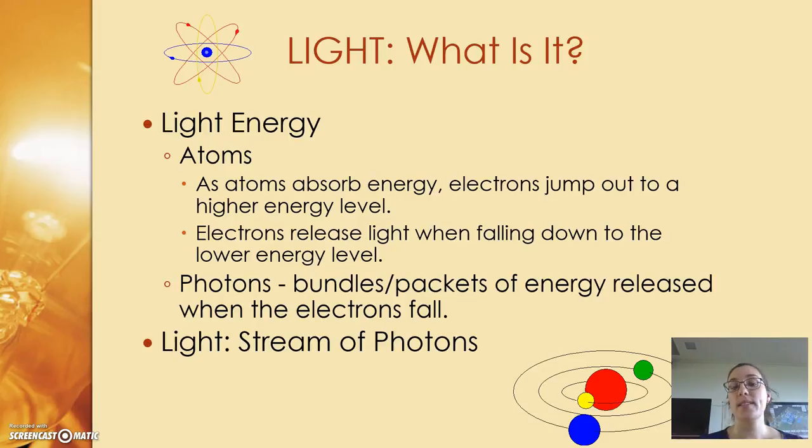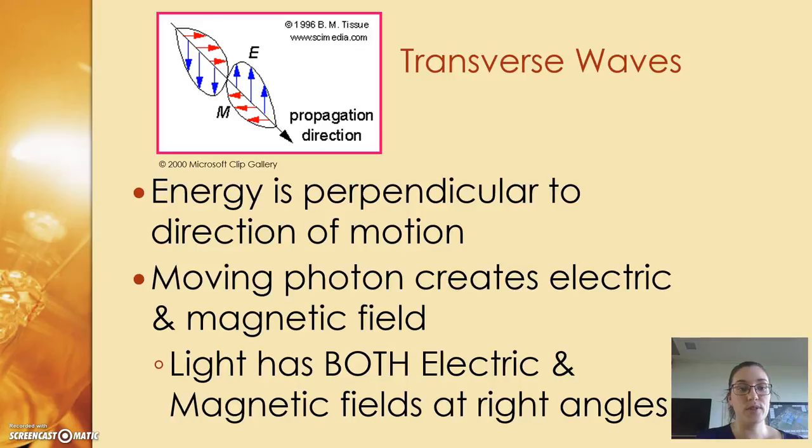Now light is energy, and energy comes from atoms. Basically, as an atom absorbs energy, electrons will jump to a higher energy level, and when they go back to their normal energy level, they release that extra energy as little packets that move away from the atom, and these are called photons. These photons are what we see as light. Light is basically a stream of photons.